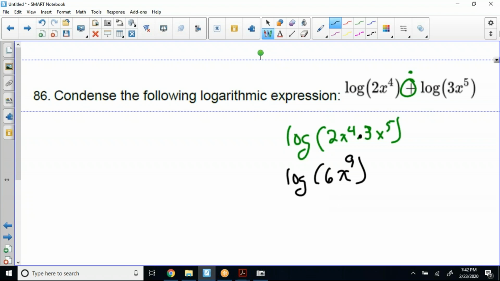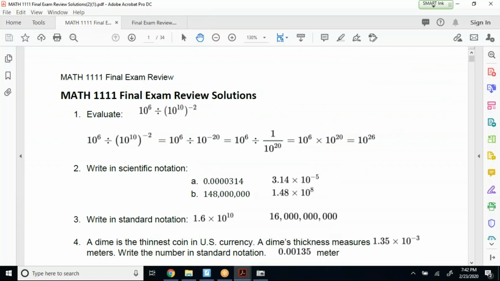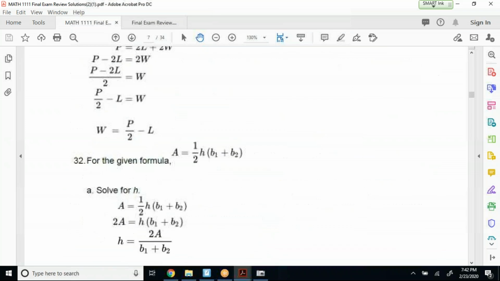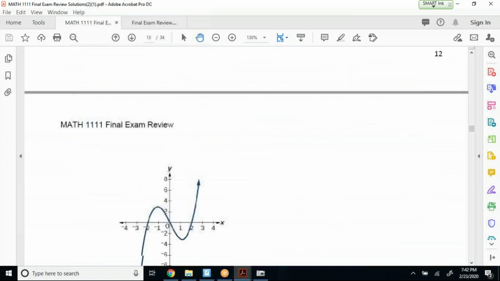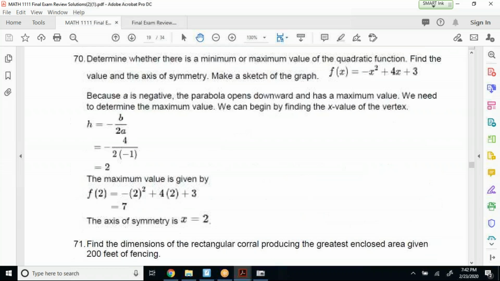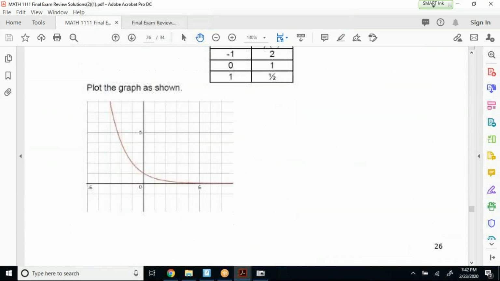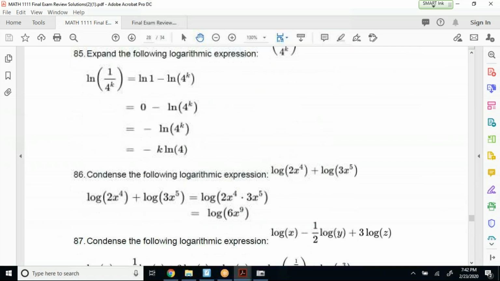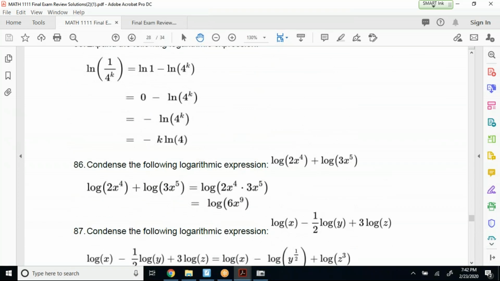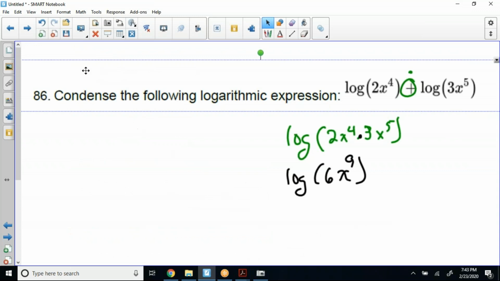Let me just make sure I'm not out in left field on that. Go over here and look at 86. Have I missed anything? Yep, there you go. They multiplied these together and got the same thing that we did. I always like to double check when it's not my review.